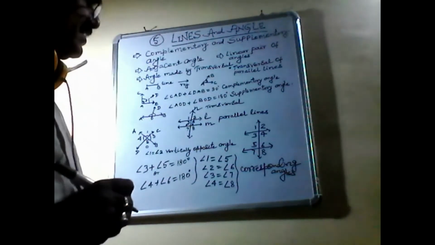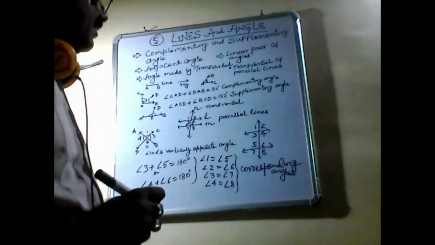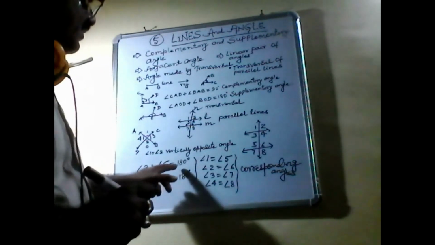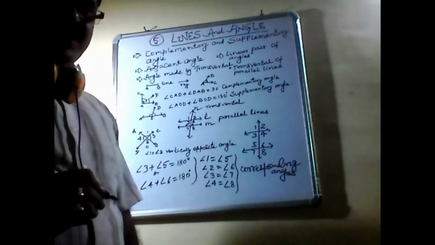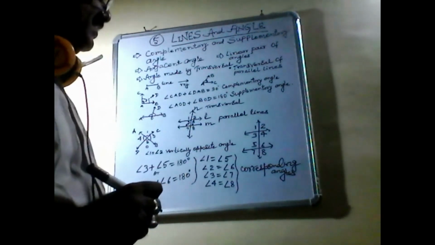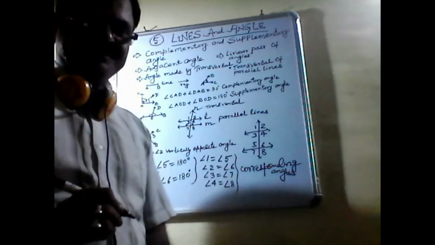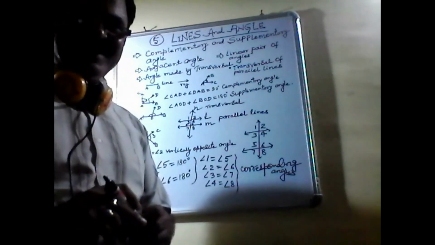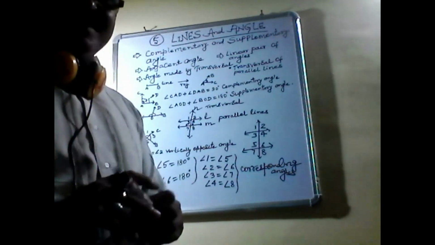So there are three conditions: either the corresponding angles will be equal, or vertically opposite angles will be equal, and the third one is that the sum of the interior angles on the same side will equal 180 degrees. By verifying these, we can understand that two lines are parallel to each other. These are the teaching points, the main contents of this chapter, chapter 5, lines and angles, a very easy chapter, with basic geometrical concepts we have studied already.